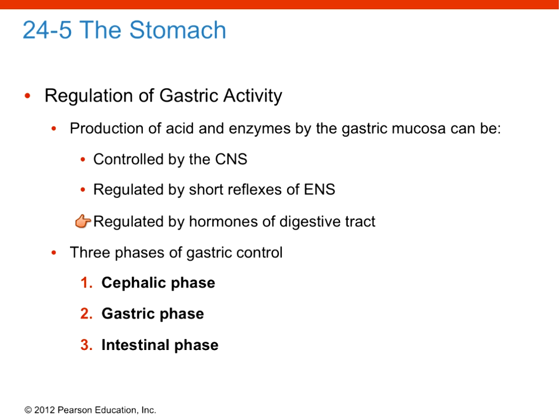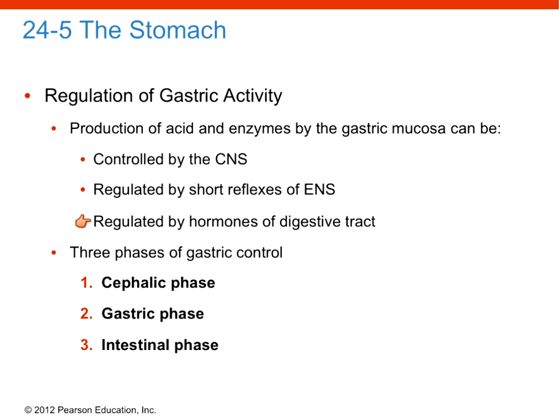So this first set of bullets here, these are just a discussion on how gastric activity is controlled, and it's not all outsourced to the central nervous system. A lot of it can be done locally with the enteric nervous system and also with the enteric endocrine system.